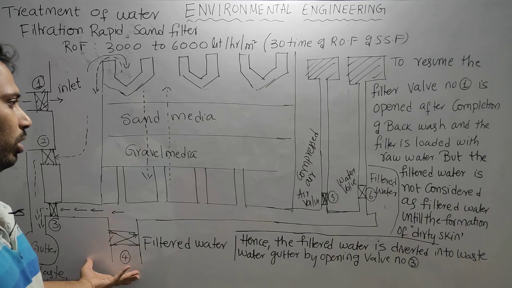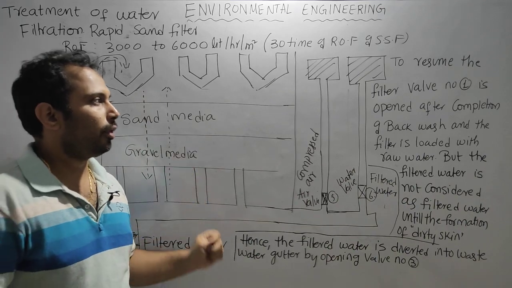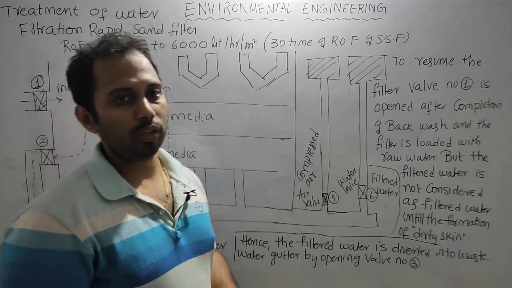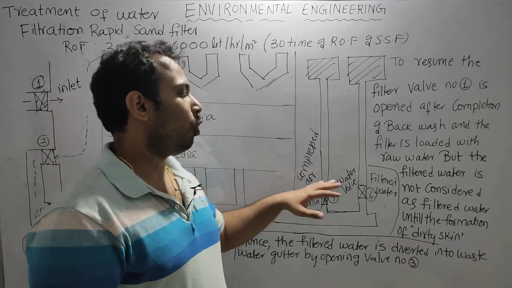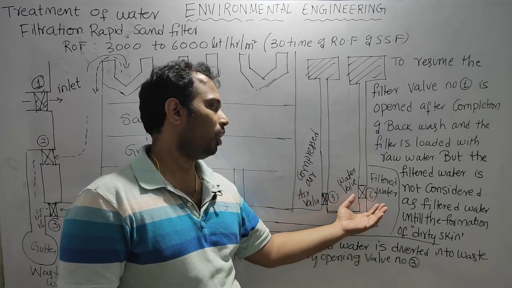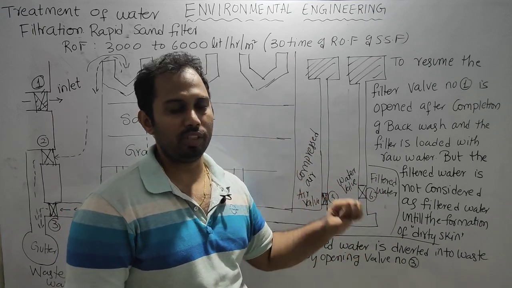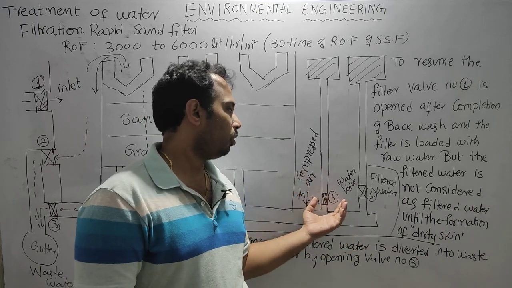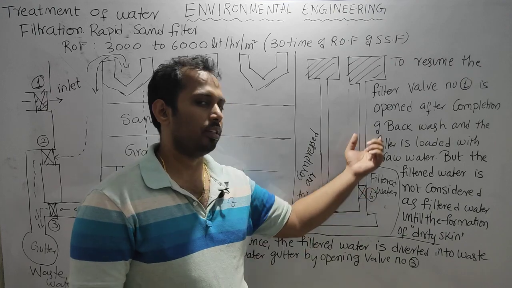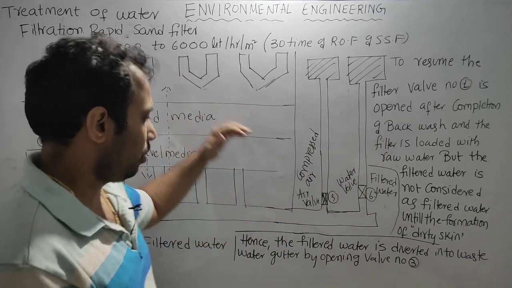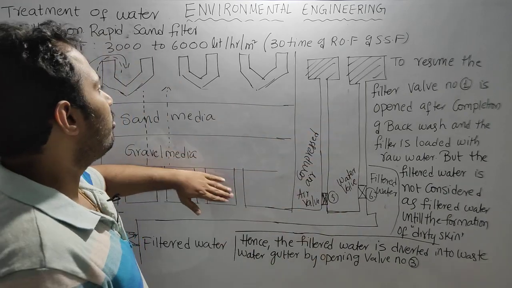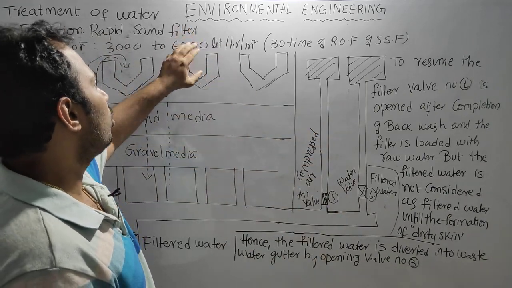Once the filter media is completely clogged or needs maintenance, then valve number 1 is closed, valve number 4 is closed, and depending upon the type of backwashing, whether it is a high velocity backwash or slow velocity backwash, accordingly we will open 5 and 6. If it is a high velocity backwash, only valve 6 is opened. If it is slow velocity backwash, then we will open both 5 and 6. Valve 5 sends compressed air, and valve 6 sends the filtered water back for backwashing.